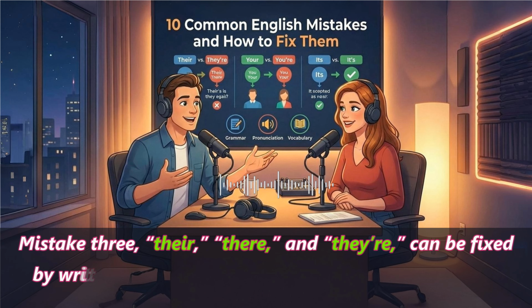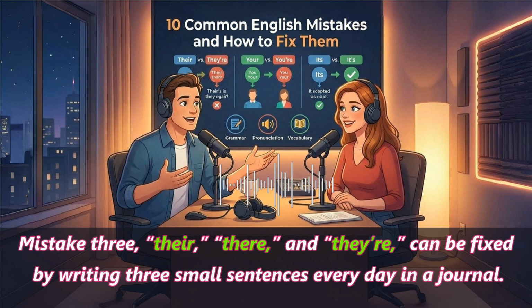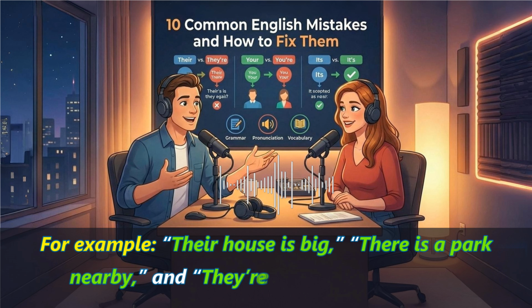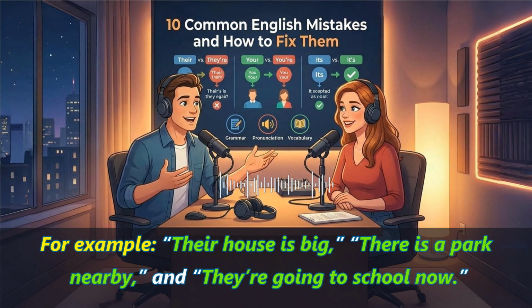Mistake 3, their, there, and they're can be fixed by writing 3 small sentences every day in a journal. For example, their house is big, or there is a park nearby, and they're going to school now.